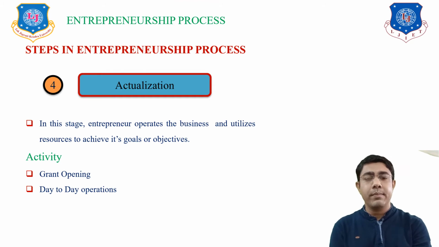After that, fourth is actualization. Now the business plan is ready, and all the resources required to run it are available. So the fourth stage is the actualization of the business plan. In this stage the entrepreneurs operate the business and utilize the available resources to achieve its goals or objectives. The main activities in this stage are the grand opening and day-to-day operations. All these things are done in actualization.